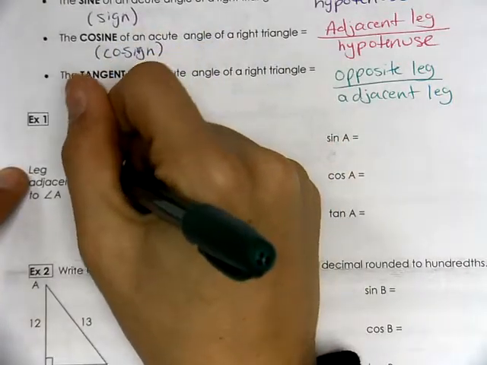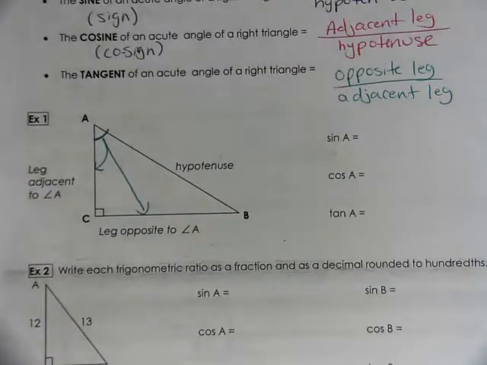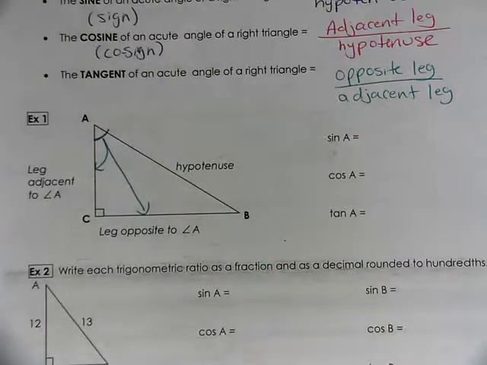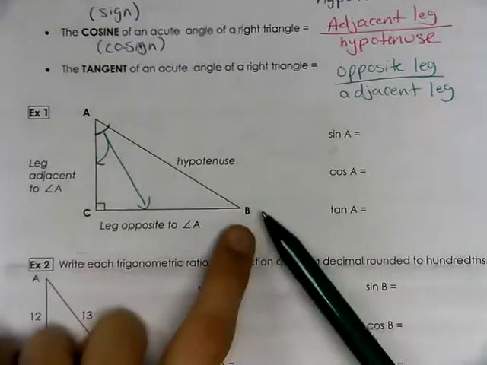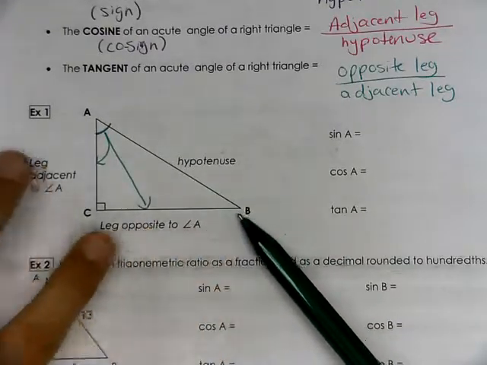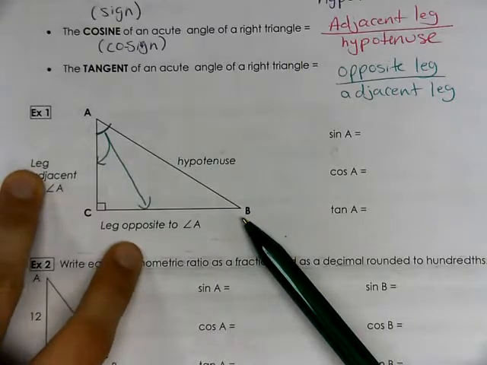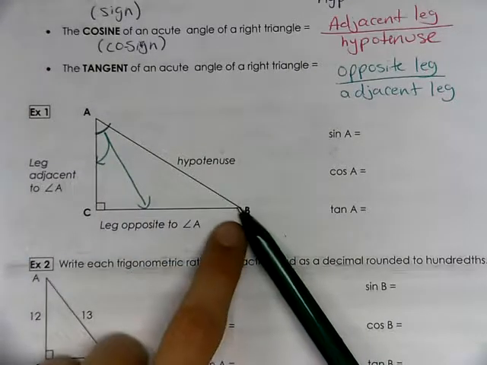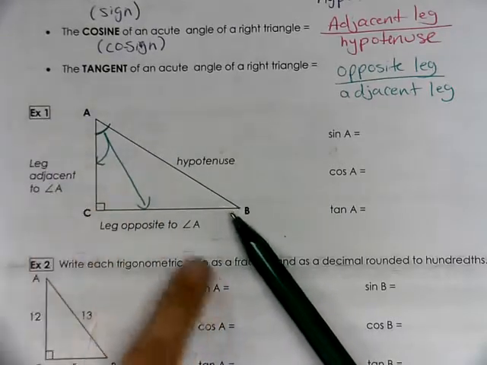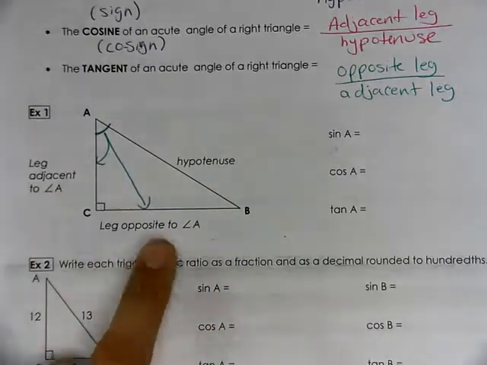The adjacent leg would be AC. Adjacent's right next to you. So opposite's across, adjacent's right next to you. The hypotenuse is always the hypotenuse. Remember, it's the longest side, the side across from the right angle. If I were to be looking from angle B, the adjacent and the opposite legs switch. So if I'm looking from angle B, AC is the opposite, this is the adjacent.